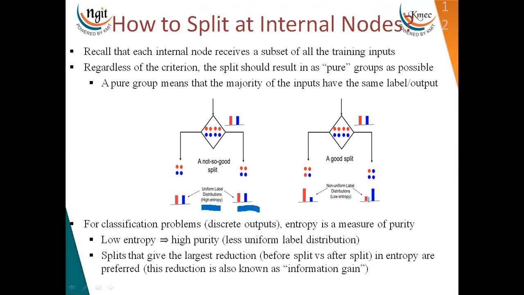When your data is non-uniformly distributed, not randomly distributed, it will have less uncertainty, less entropy, and more information gain. When it is highly pure, it will have more information gain. Then only you can consider that attribute as a splitting attribute.